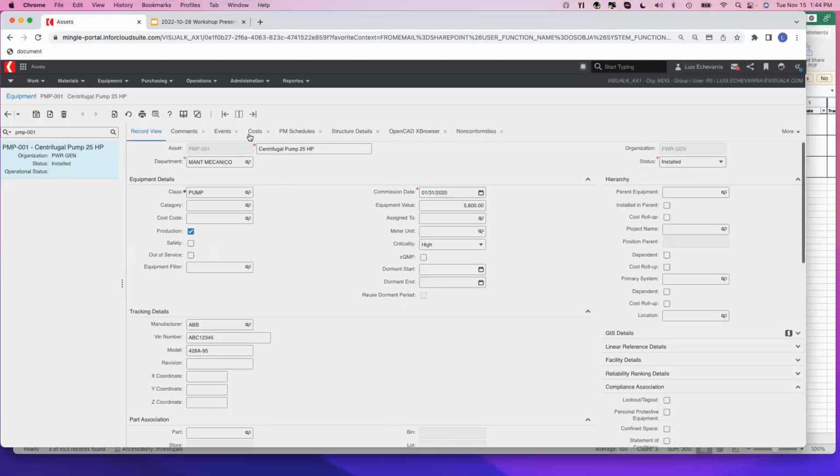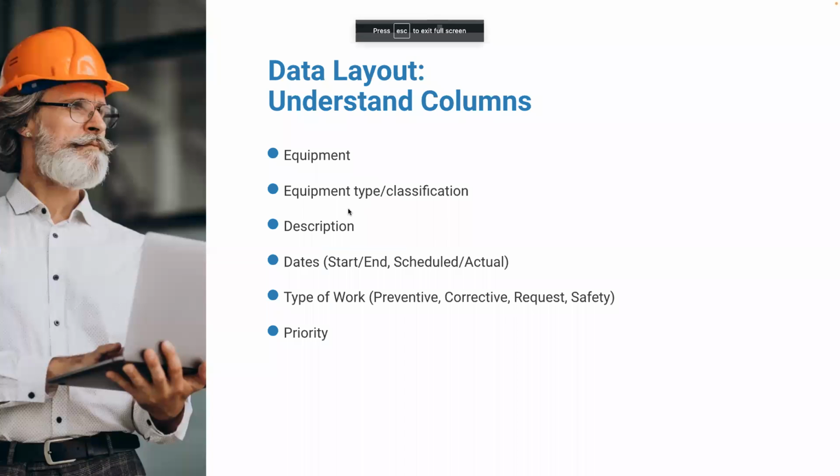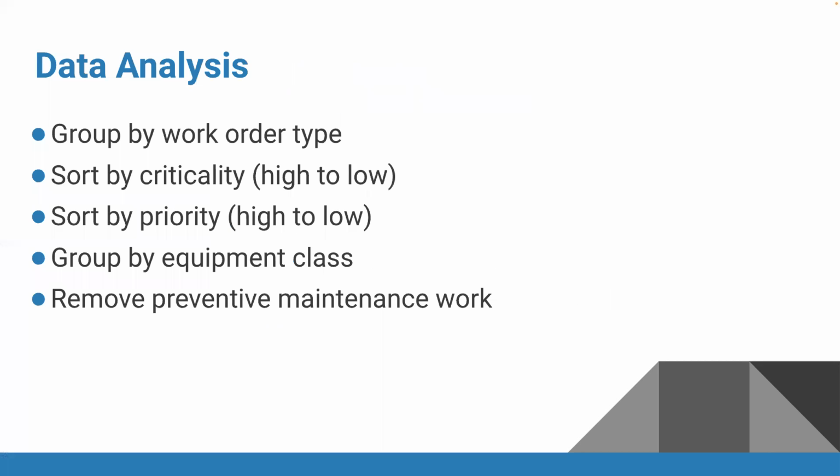Right. So going back over here to our slideshow. We need to understand our columns. We need to understand our data. We need to make sure that we are able to classify, filter, and group our data in such a way that can bring out what my critical things are and what we need to be on top of, okay? So in our data analysis, practically we group our work orders, we sort them by criticality and by priorities, and then we group by the class itself.